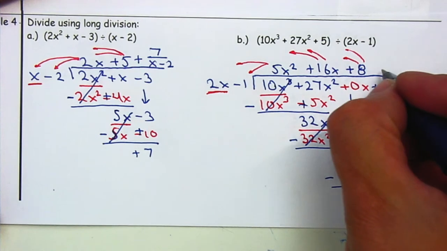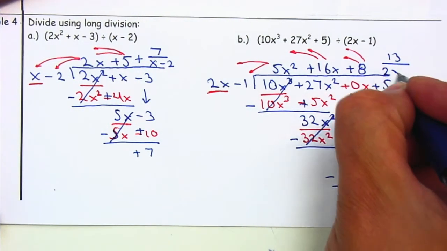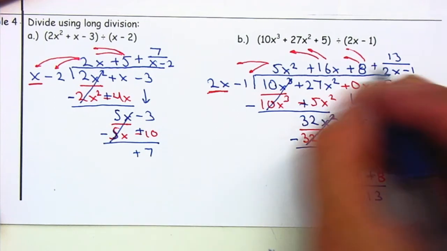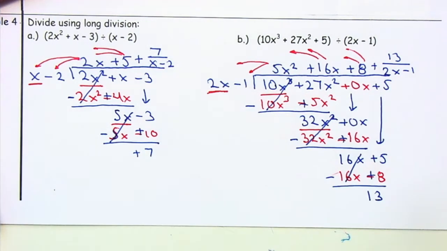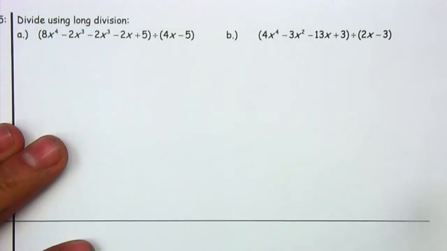So my remainder will be 13 over 2x minus 1. And this is positive. So this is my answer. Let's try 2 more examples. Example number 5. It's also long division, same process.